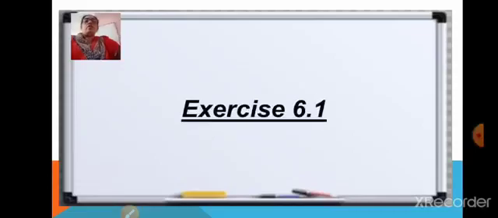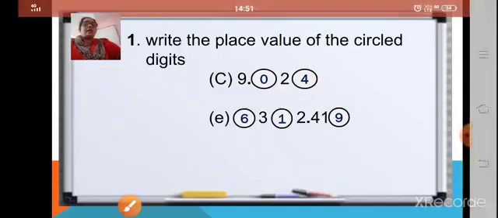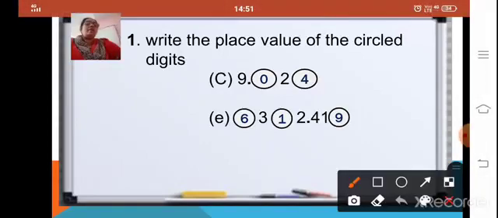Now let us start with our exercise 6.1, which you have to do in your home classwork. Write the place value of the circled digits. Here in the decimal number 9.024, 0 is circled and 4 is circled. The 0 is after the point, so it is in tenths place, and 4 is in thousandths place. So the place value of the 0 will be 0 and that of 4 will be 4 upon 1000.